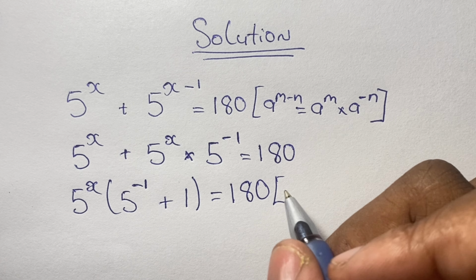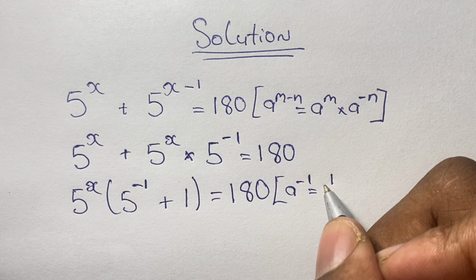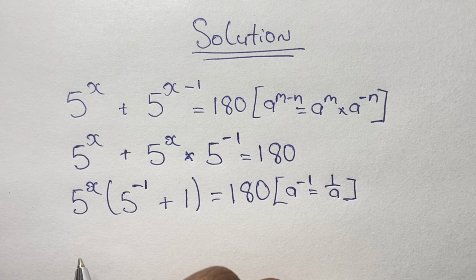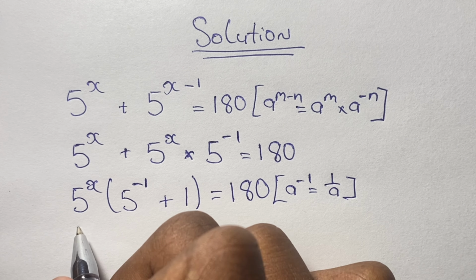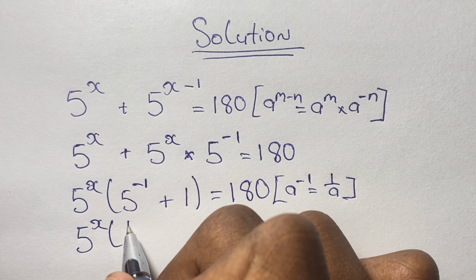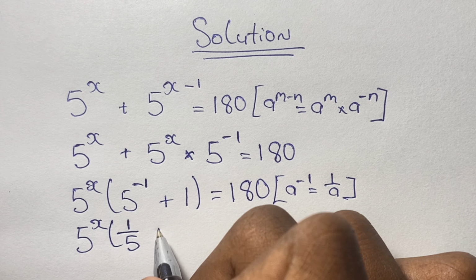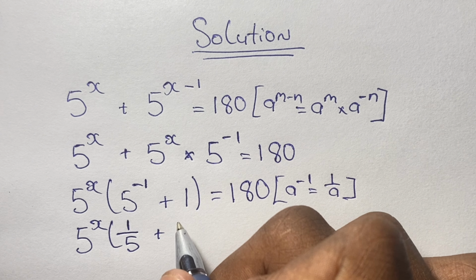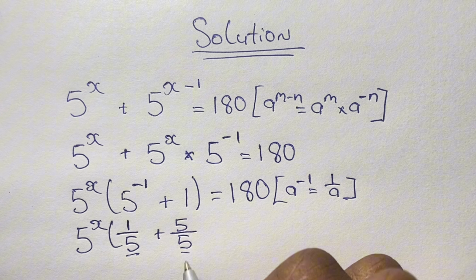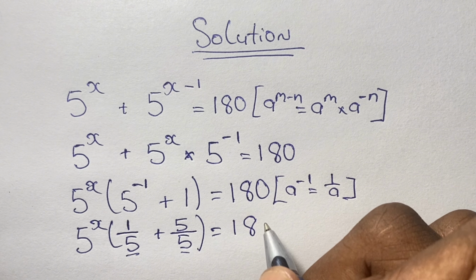And now from here we recall our exponential rule, where we have a to the power of negative 1 is the same as saying 1 over a. So I'll be using this to simplify what we have here in our bracket. So we'll have 5 to the power of x in brackets. This is going to be 1 over 5, so that's 1/5. Then we have plus 1, but 1 here we need to find an equivalent fraction so that we can have the same denominator. So this is 5 over 5, which is 1 whole, and this is equal to 180.